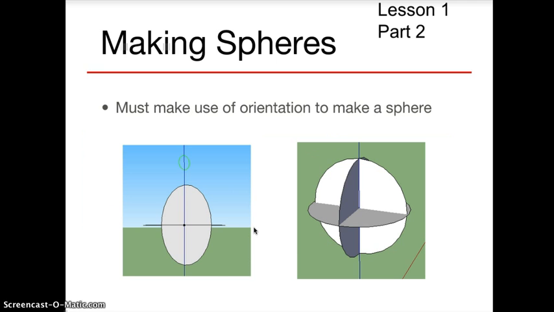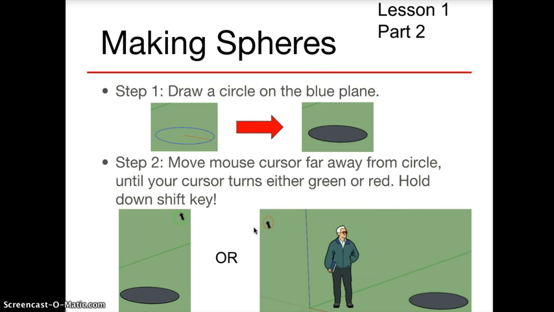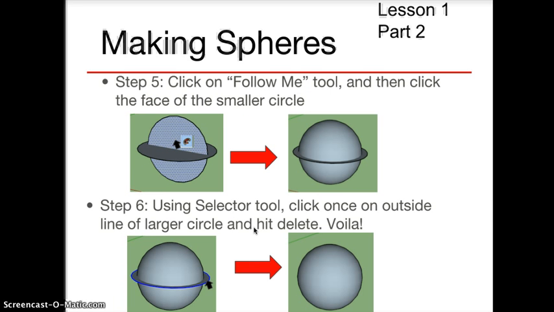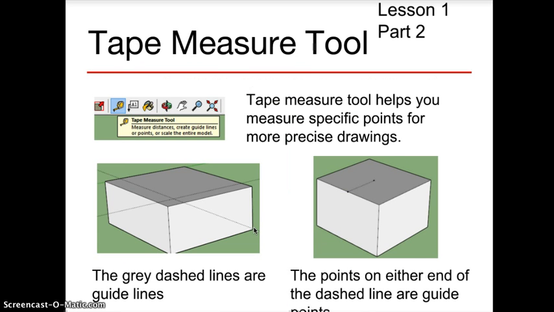Here's making a sphere. It's actually easier to download a sphere than to make one. I'll walk you through that so you can see these steps where you draw 1 circle, and then you draw another, expand those, use Follow Me, and then trim off the excess edge. The tape measure tool is great.